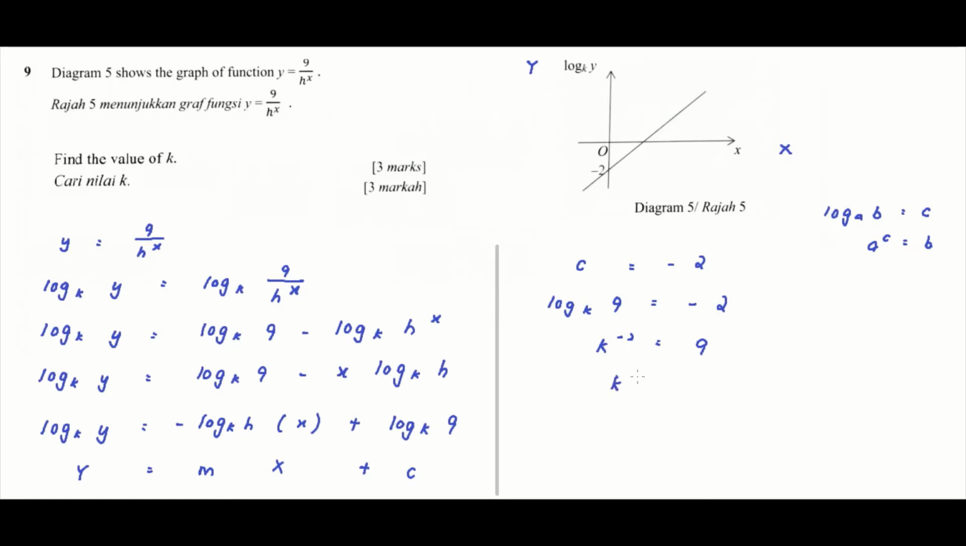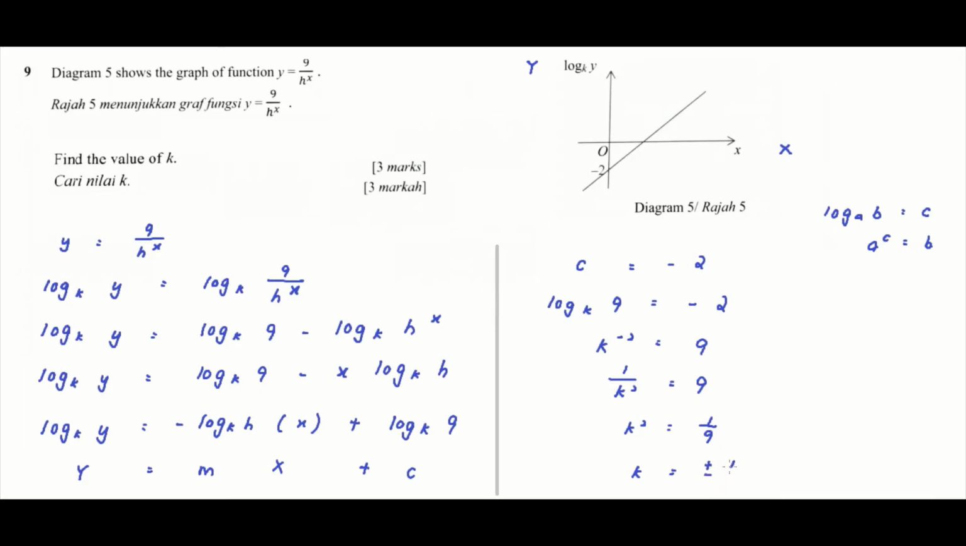So let's change it to k square first. Since you have a negative, when I bring it to the other side, it'll be easier. So 1 over k square will be equal to 9. Which means k square will be equal to 1 over 9, and k will be equal to 1 over 3.